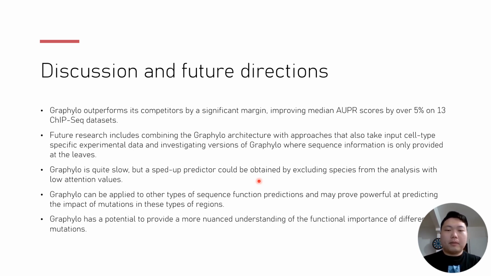Graphylo can also be applied to other types of sequence function predictions and may prove powerful at predicting the impact of mutations in these types of regions. Graphylo has the potential to provide a more nuanced understanding of the functional importance of different mutations.